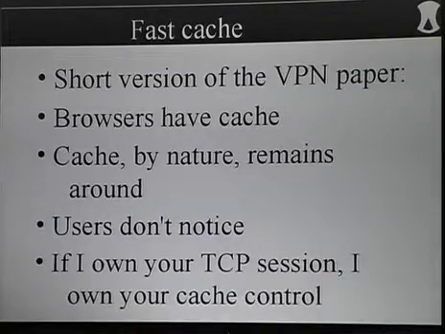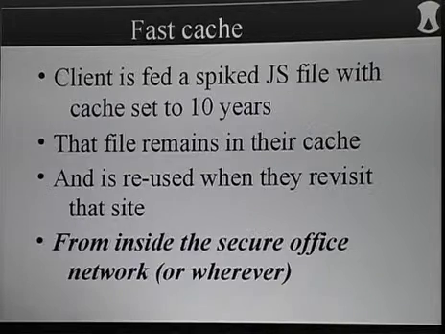What it means is we can attack HTTP client cache. We can make layer 2 attacks against web content persistent. It means once you leave the Starbucks, you're still owned. Browsers have cache. Cache hangs around. Users don't notice cache. If I own your TCP session, I own your HTTP headers. If I own your HTTP headers, I own your cache control. So I feed you a spiked JavaScript file with the cache set for 10 years. It remains in your browser. You don't notice. And whenever you revisit that site, it loads from cache instead of from the internet.